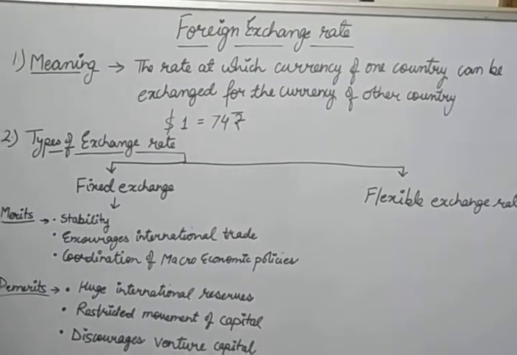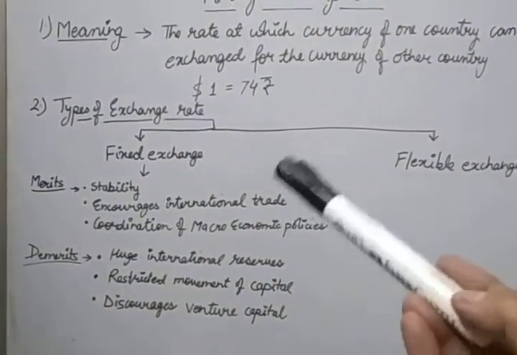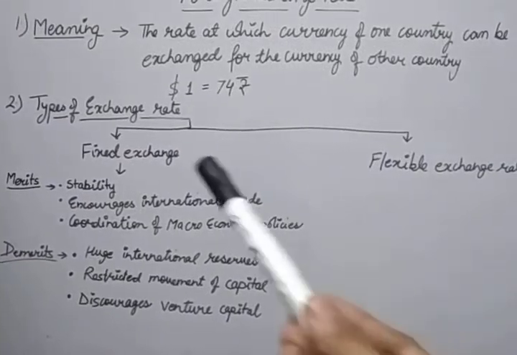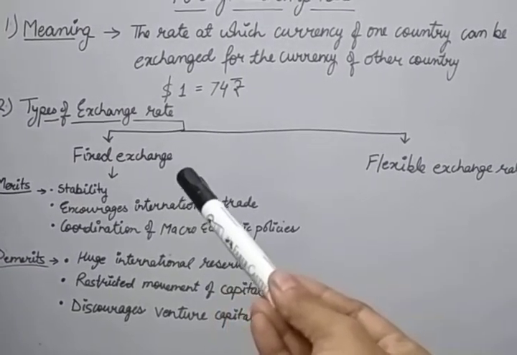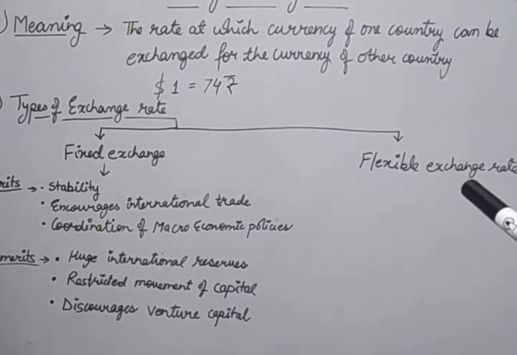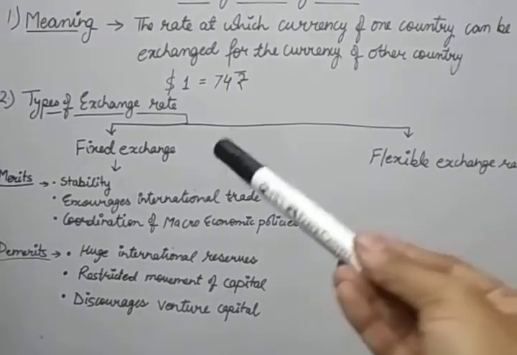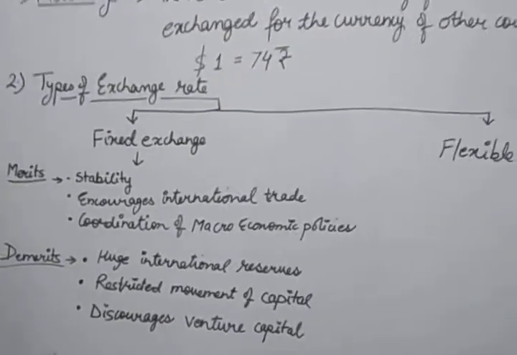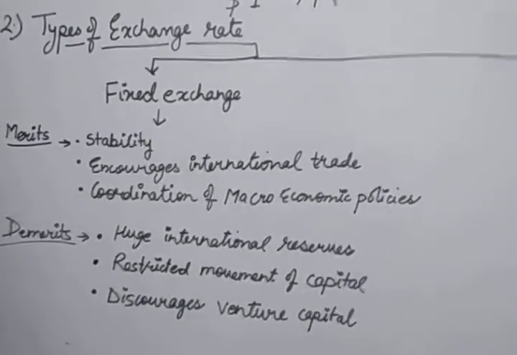Now, let's discuss the types of exchange rate. There are two types of exchange rate system. First is the fixed exchange rate system and another one is the flexible exchange rate system. First of all, we will discuss the fixed exchange rate system.